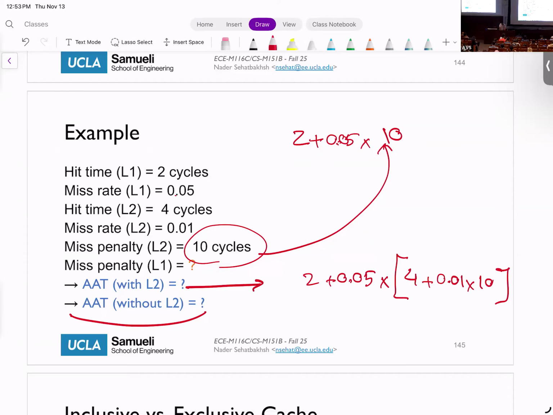So the difference between these two is that you'll see this number and this number, and you will see that the one with L2 helps you reduce the miss penalty significantly. Okay, you had a question there?